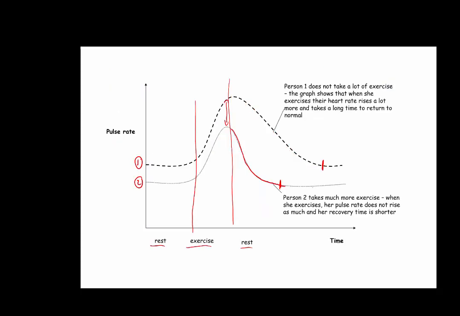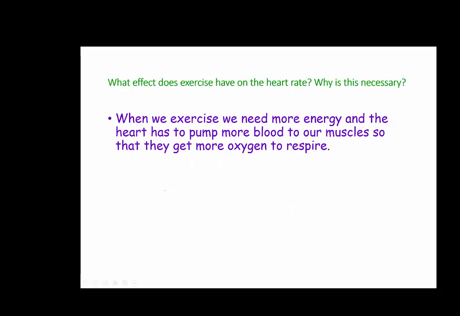So if you look at this, we'll get rid of all my writing here. The recovery time for person 1 would be the time it takes to get from here, where they stop exercising, to here, which is where it goes back to normal. So that is the recovery time for person 1. Person 2 is slightly different. Person 2's recovery is between here, where they stop exercising, and here, where it returns to normal. Person 2 is clearly fitter because they've got a shorter recovery time.